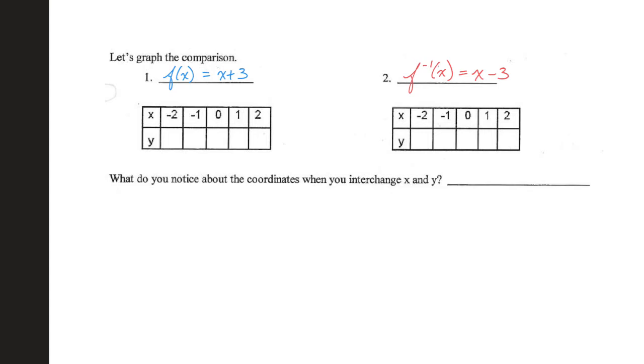Okay, we're back. So if I match up with colors, if I sub in a -2 for x, I should get 1. If I sub in a -1, I should get 2. If I sub in 0, and so on and so on. If I do the same thing in my inverse and I sub in a -2, then I'm going to get -5, then -4, and so on and so on.